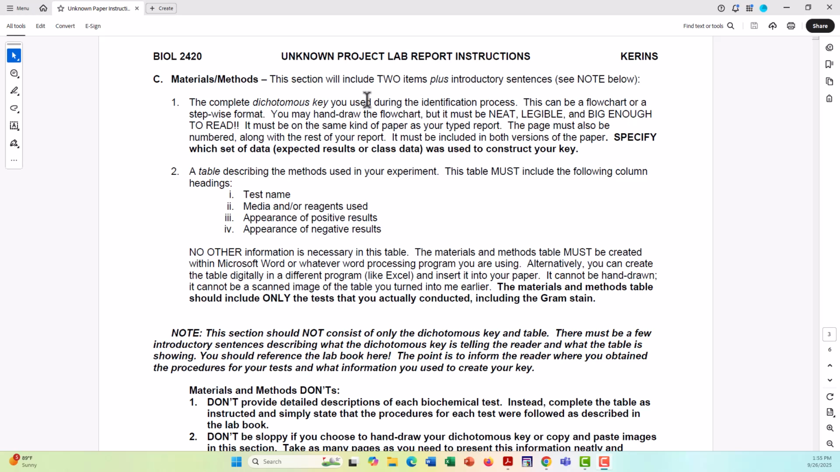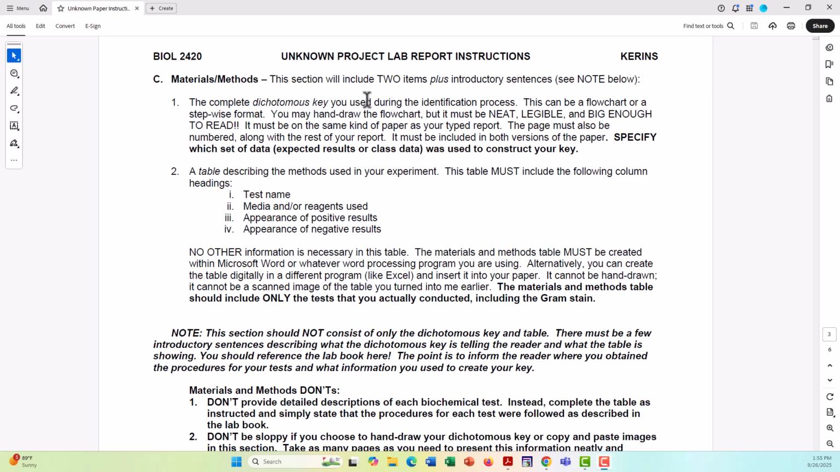If it's a flow chart, it can be hand drawn, but it has to be neat, it has to be legible, and it has to be big enough for me to read, meaning it should take up probably the whole page, or 2 pages if you need to use 2 pages, 1 page for gram positives and one page for gram negatives. That is fine. It has to be on the same kind of paper that you're using for your report, and the page has to be numbered.